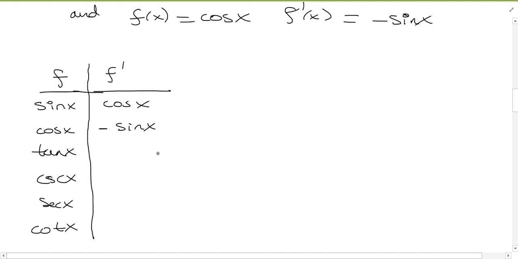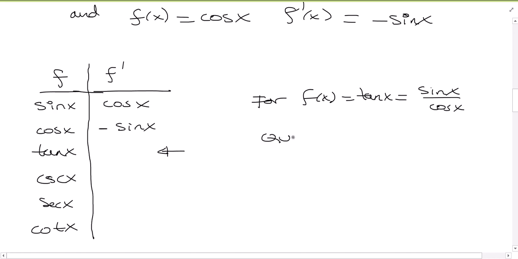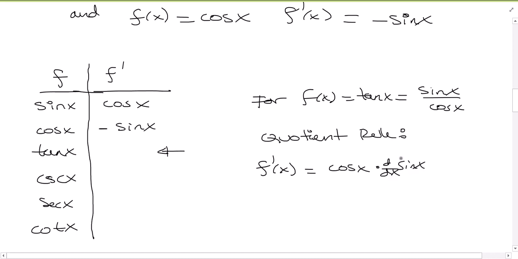So let's find, what about the derivative of tangent? For f of x equals tangent x, well, we know that tangent is sine over cosine. So now I can use the quotient rule here to find the derivative of tangent. The quotient rule is going to give me f prime is low d high, so cosine x, times the derivative of sine x, minus high d low, so sine x times the derivative of cosine x, and the whole thing over the bottom squared.